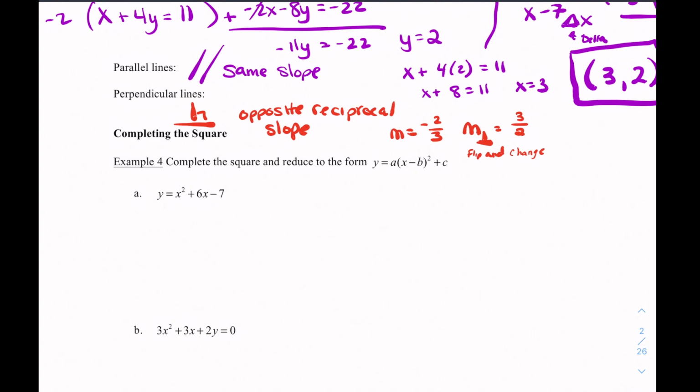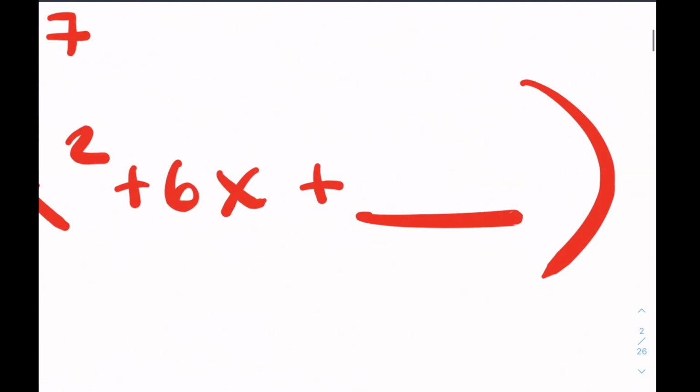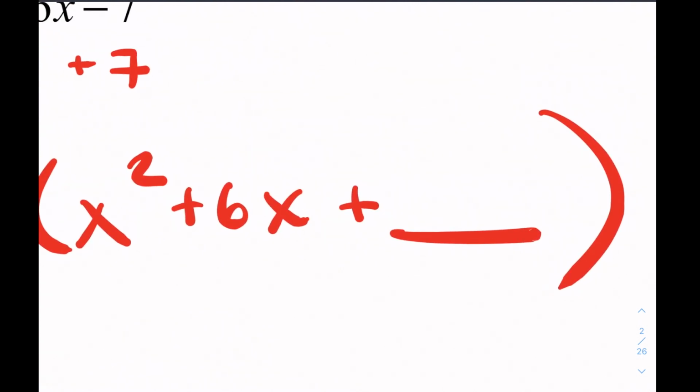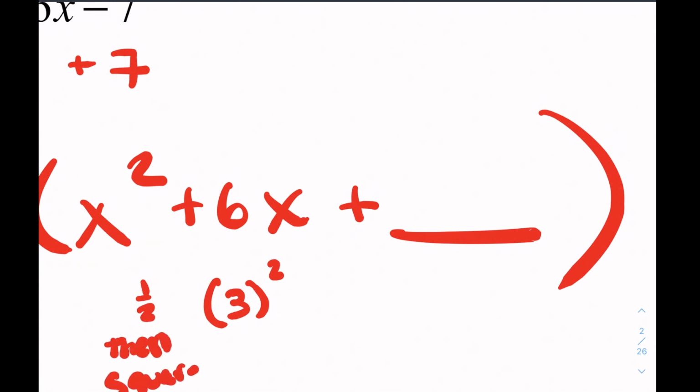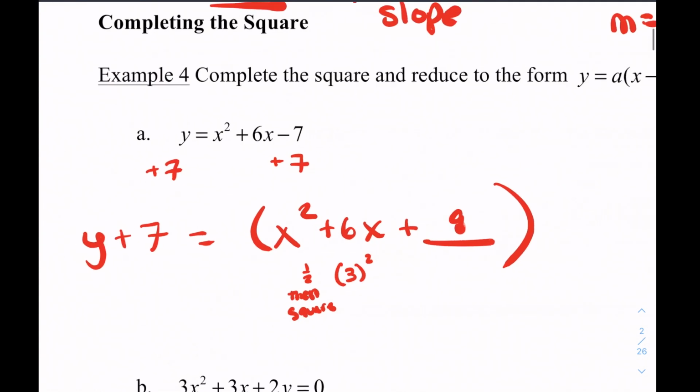There's two ways of doing this. I'm going to show you one way. I'm going to add the 7 to the other side. And I'm going to put parentheses x squared plus 6x plus blank. We take this middle term, as long as there's not a term in front of the x squared. Take this middle term, take half, so half of 6 is 3, and square it. Half, then square, which gives us 9.